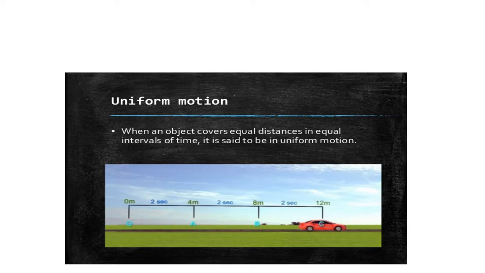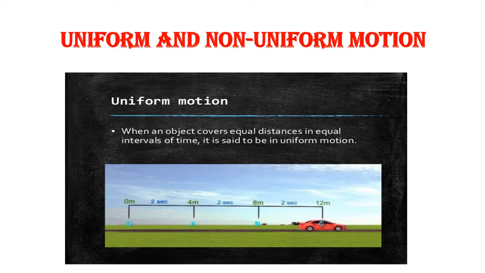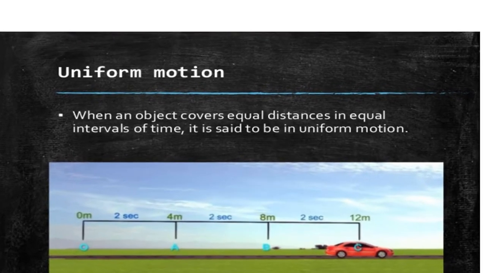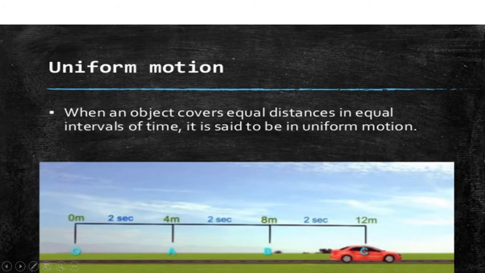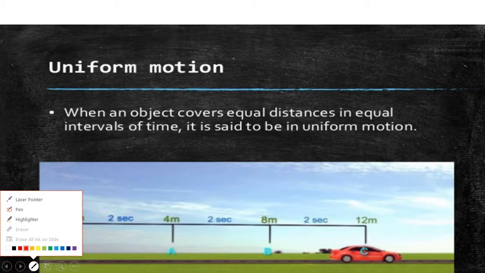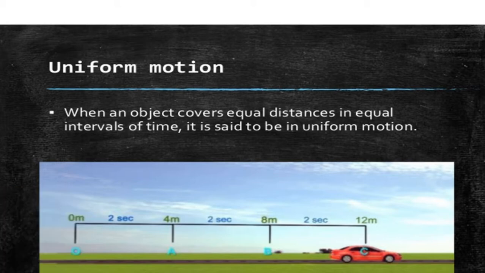So let's start. First of all, what is uniform motion? See, as the description mentioned here, uniform motion. When an object covers equal distance in equal interval of time, it is said to be uniform motion.